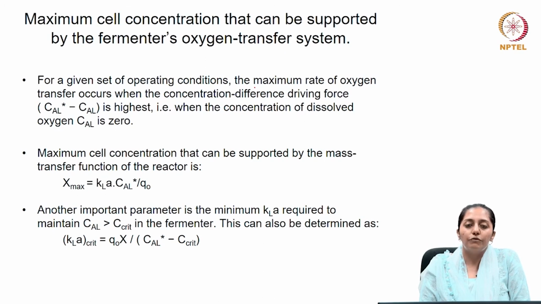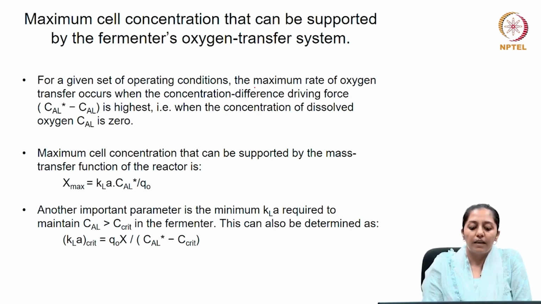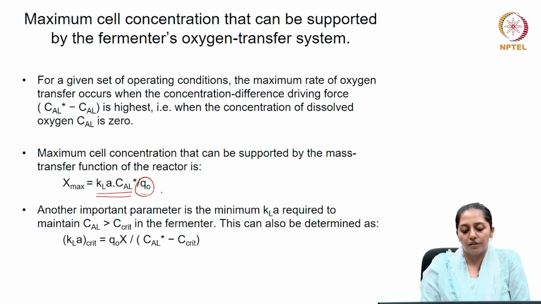So, if we need to find out the maximum cell concentration that can be supported for the given oxygen transfer system, then we can find it using the maximum oxygen transport rate, which is given here as KLA times CAL star, divided by the specific oxygen demand of the culture. So, this way we can find out the maximum biomass which can be supported under a given oxygen transfer system.